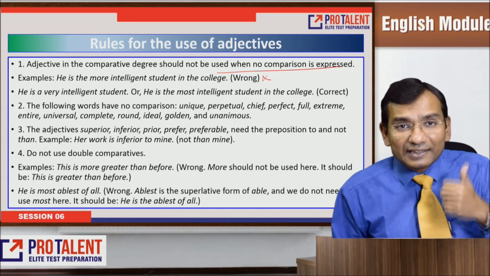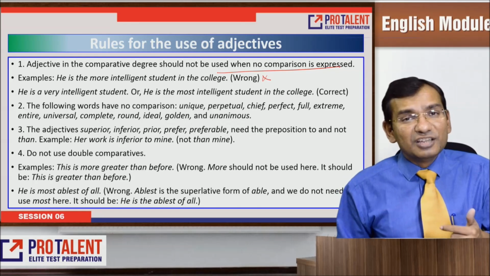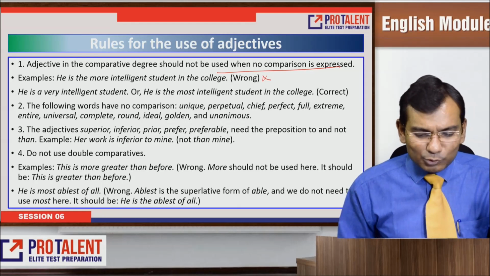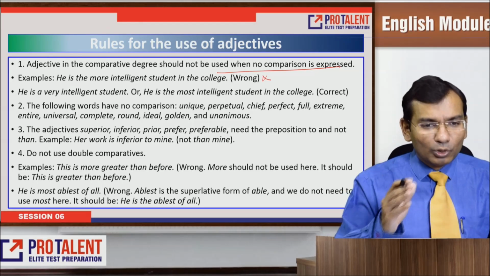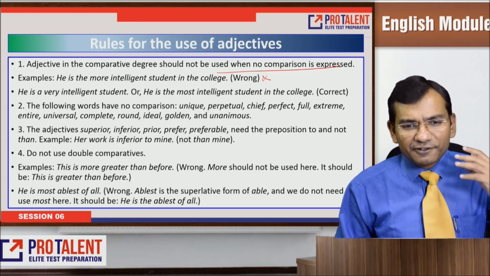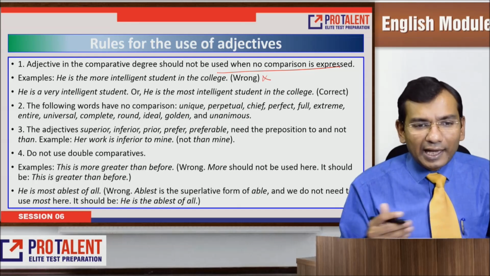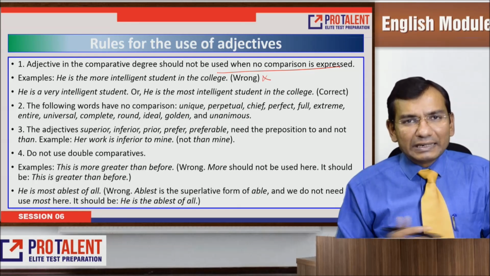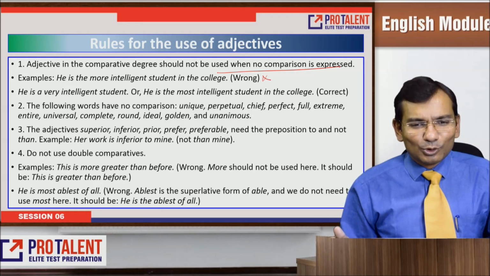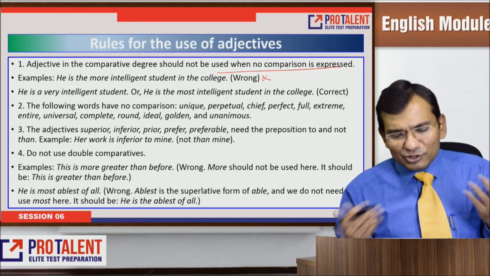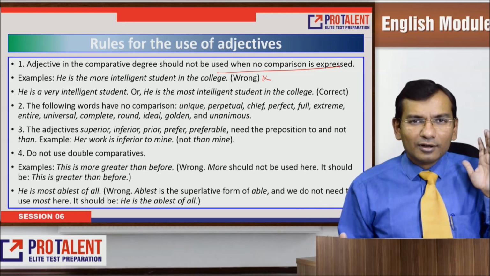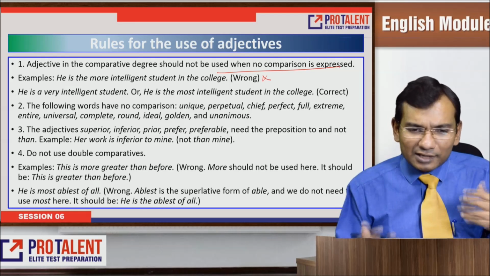So he is a very intelligent boy, चल सकता है, और he is the most intelligent, ये भी चल सकता है. बट कंपैरिजन हुआ नहीं है, इससे आप उसको यूज नहीं कर सकते. नंबर 2, फॉलोइंग वर्ड्स हैव नो कंपैरिजन. यूनिक, परपेचुअल, चीफ, परफेक्ट, फुल, एक्सट्रीम, एंटायर, यूनिवर्सल, कंप्लीट, राउंड, आइडियल, गोल्डन, यूनानिमस, कोई कंपैरिजन नहीं है इनका. सो अगर आप बोलोगे ही इज द चीफ, सो इज द चीफ मोस्ट, सिंपल, खत्म. चीफ बोल दिया, काम हो गया. दिस इज अ परफेक्ट बुक, ठीक है, दिस इज अ परफेक्ट बुक फॉर क्लैट, खत्म हो गया वहां पे बात.